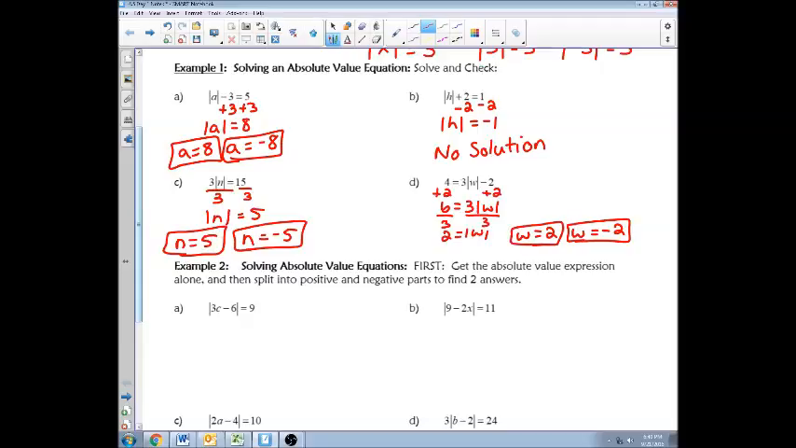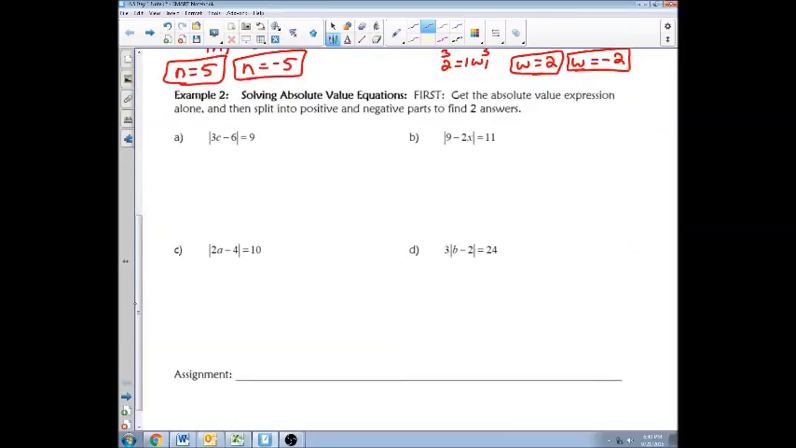All right, moving on. Solving absolute value equations. First, get the absolute value expression alone like we did above, and then split into positive and negative parts to find 2 answers. So we're going to have to work through this the same way. We need to get the absolute value by itself. Well, in A, the absolute value is already by itself. So what I'll do there is take 3c minus 6 will be equal to positive 9. And 3c minus 6 will be equal to negative 9.